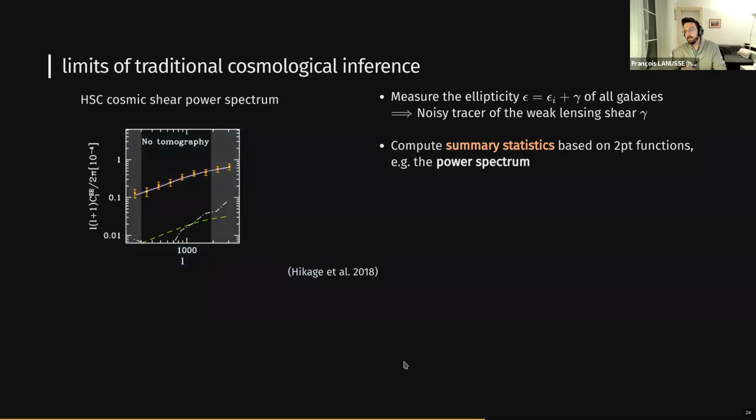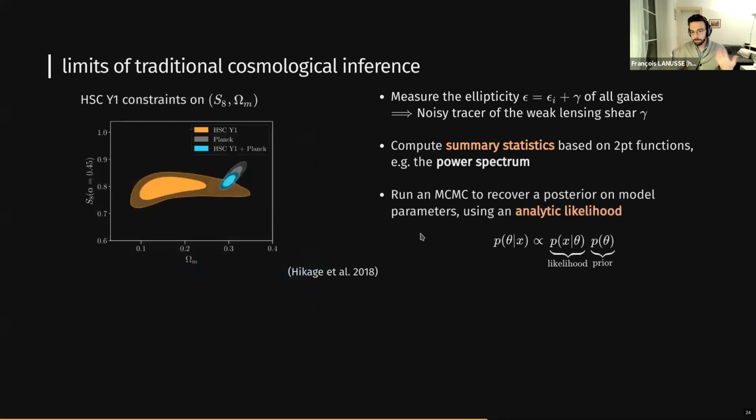So the first step is usually to compute a summary statistic from those maps. So typically, for instance, the power spectrum. And here is what you see. This is the power spectrum of those maps, those points that you get here. And then the way that you do cosmological inference, that you get constraints on cosmological parameters, is by running an MCMC, by looking at this posterior distribution that you can access by using this analytic likelihood that tells me, for a given set of cosmological parameters, how do I expect my power spectrum to be?